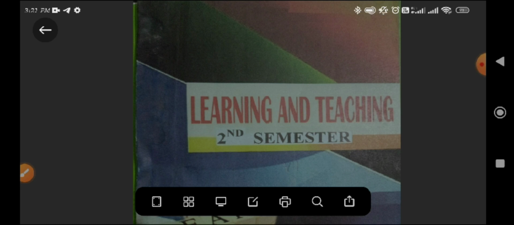So friends, today we are going to start our 7th paper, which is learning and teaching. From this book, today we will discuss unit 1. Okay, so let's start the unit.